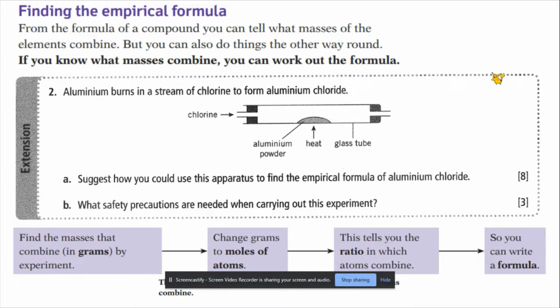Those are able to tell us what masses of the elements combine. But what we can also do as chemists is turn things the other way around. If we know what masses combine, we can work out the formula using the concept of moles. So let's have a look at this question.